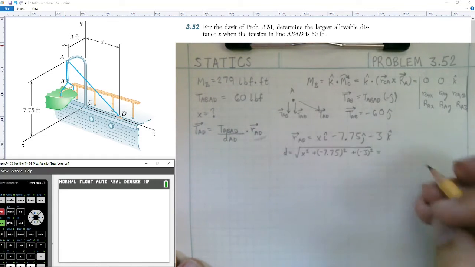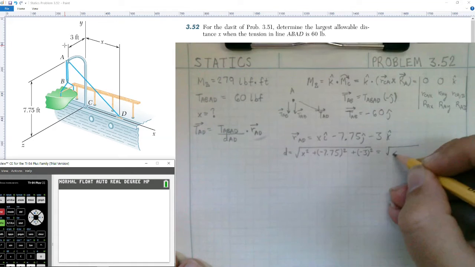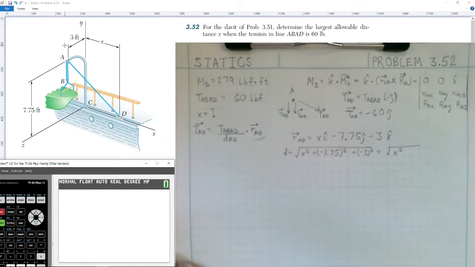So we're going to have our square root of x squared, and then we're going to combine these two terms. So in parentheses, negative 7.75 squared plus, in parentheses, negative 3 squared.